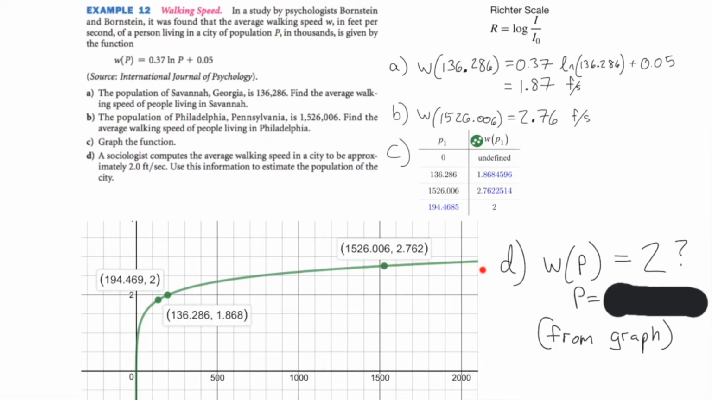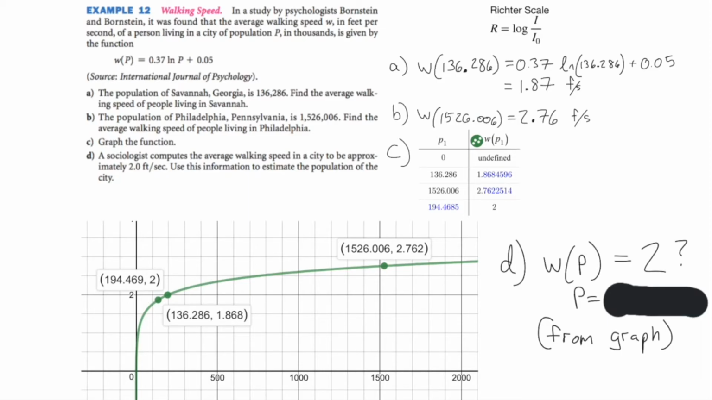You can graph it like this, and then a sociologist computes the average walking speed in a city to be approximately 2 feet per second. Use this information to estimate the population of the city. So here, the table would look like this. 0 is undefined, because if you have a population of 0, you can't figure out how fast they walk. But if you have a population of 136, it's a speed of 1.8. This is the input, the population, and this is W, the output, the walking speed.